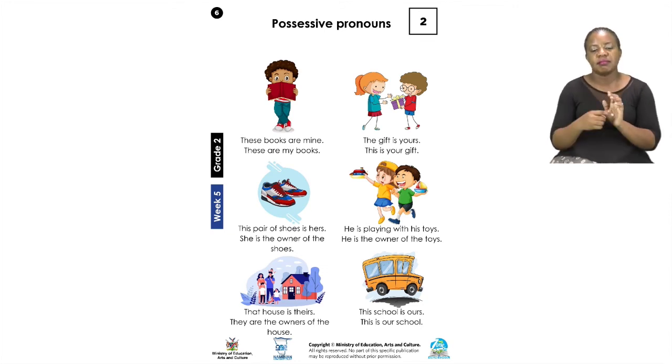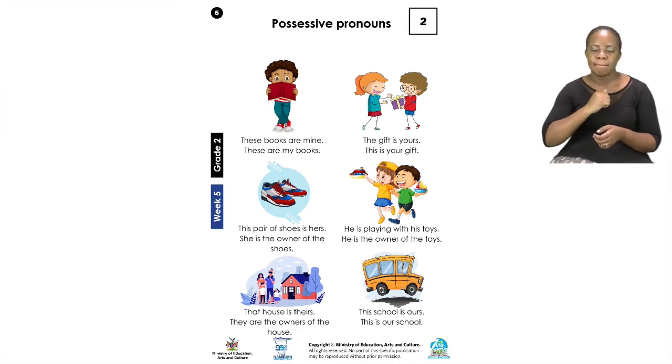The first one that we are being shown is a boy holding a book. Now we want to know who the book belongs to. So we say, these books are mine. These are my books. So we know that our possessive pronouns are mine and my.